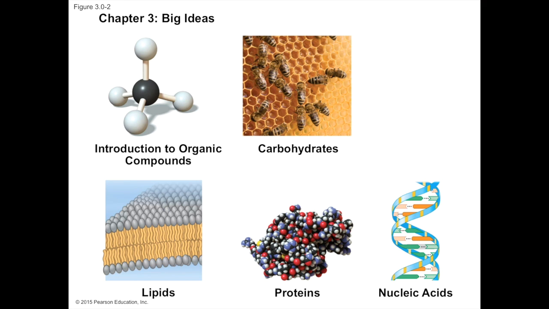So, big ideas from chapter 3. The first thing we're going to talk about is organic compounds. What is an organic compound? Then we're going to introduce carbohydrates. What's a carbohydrate? What are the properties of a carbohydrate? Lipids: what is a lipid, and what are the properties of lipids? What's protein? What makes up a protein? What are the properties of a protein? And then the same thing with nucleic acids. We're going to break down each of these.